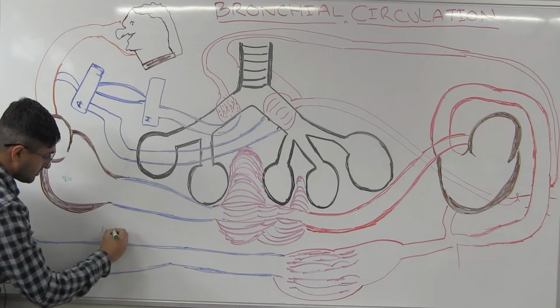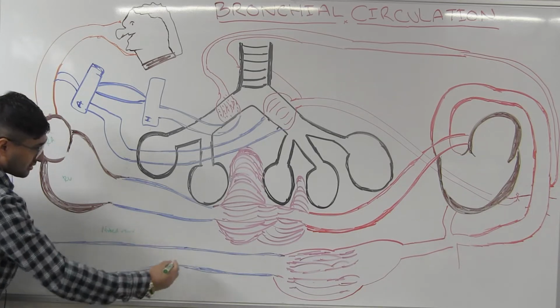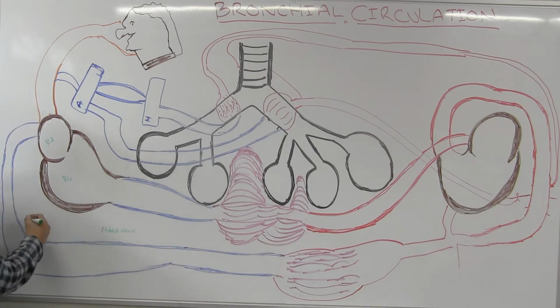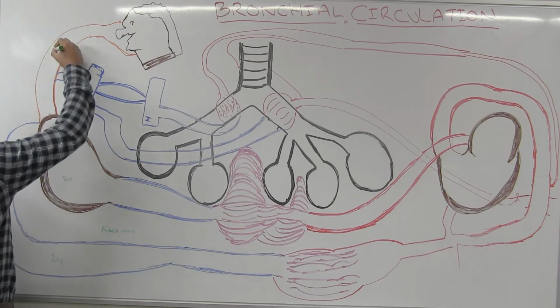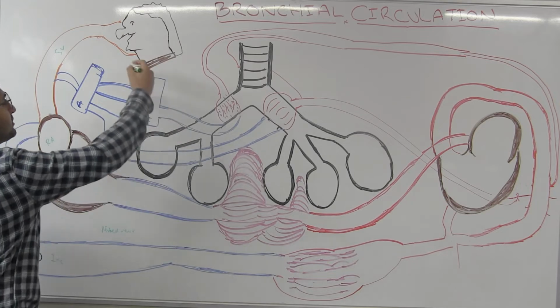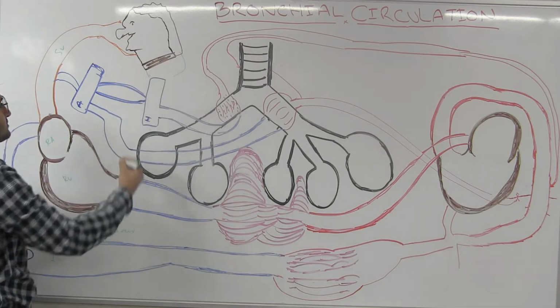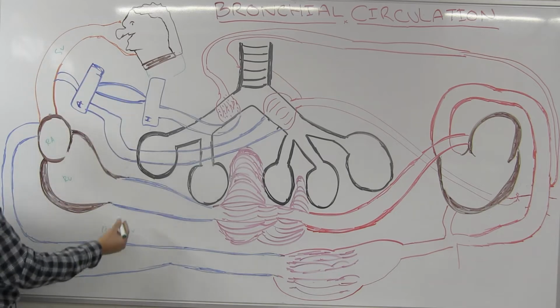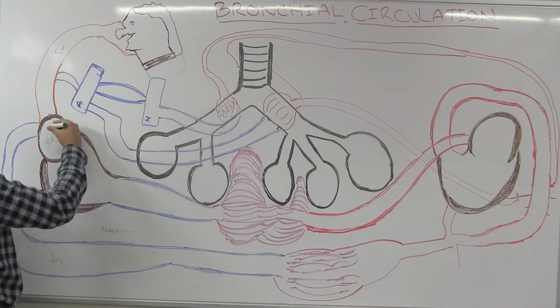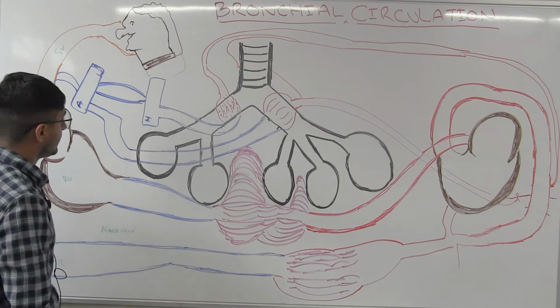Let's just write it down. Mixed venous blood from your systemic circulation comes through the inferior vena cava and drains into your right atrium. And this is from the superior vena cava right here. It's bringing blood from all the head and neck areas and draining into the right heart, and that's the superior vena cava, right?